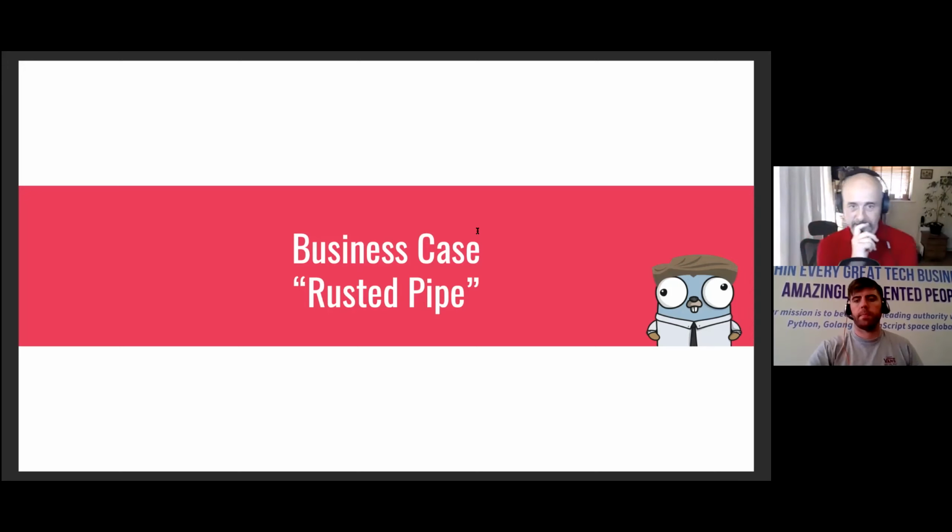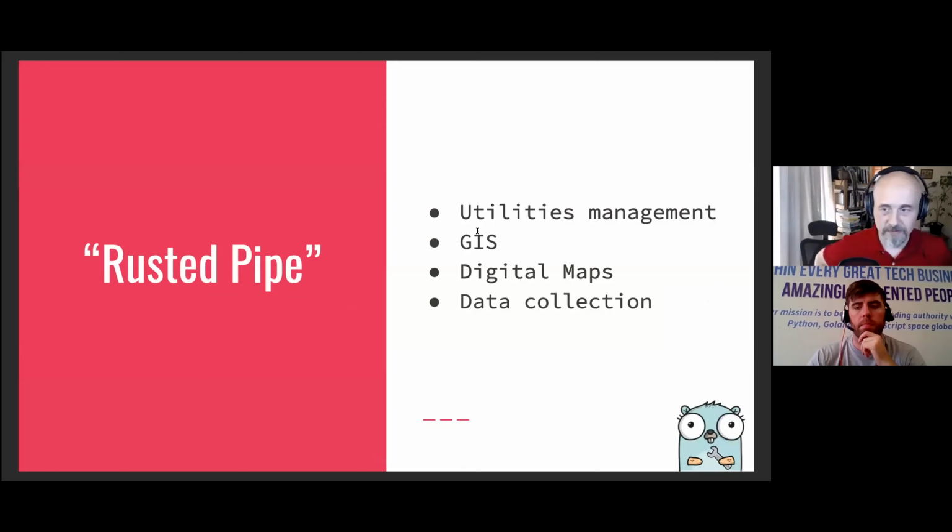Okay, so let's have a look at this business case. Let's name this company Rusted Pipe. This business case is based on a real scenario. Of course, the name of the company is changed, and a couple of facts along the way as well. But the main introduction and the idea of saving money and leveraging Go itself and GoReleaser is taken from the real scenario.